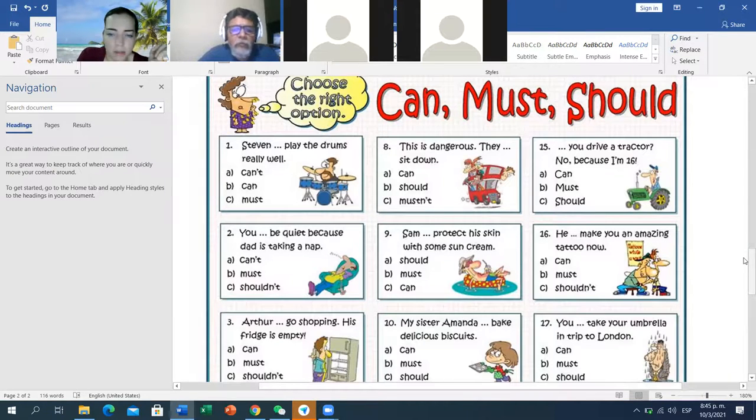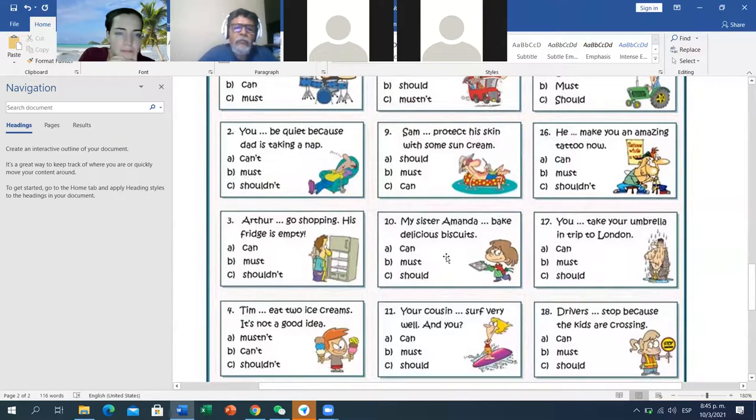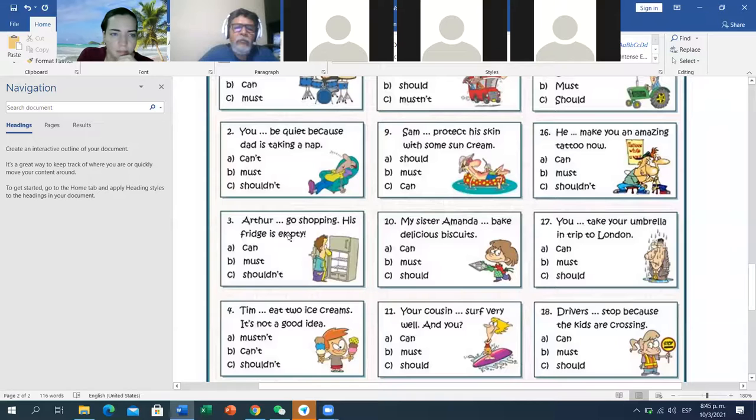Josué Torres, go ahead, please. Number three. Arthur goes shopping, his fridge is empty. Arthur must. There you go. Qué rápido entendieron el concepto.